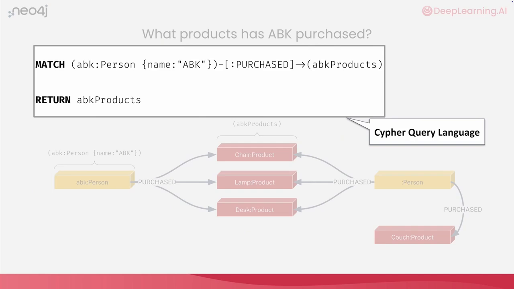So that's in round parentheses. We know that that's a node in graph terms. And then we have this right-facing arrow with colon purchased in there. That's a relationship type, purchased. So match a pattern where ABK purchased over to some other parentheses that we're going to call ABK products. That's going to be a pattern match from ABK to the products that ABK purchased. We can return those directly, and that's going to be the products in the middle there.